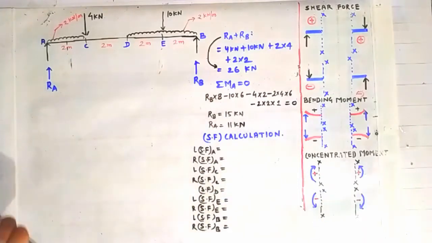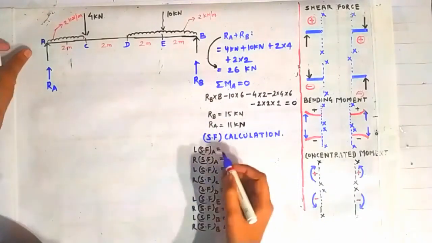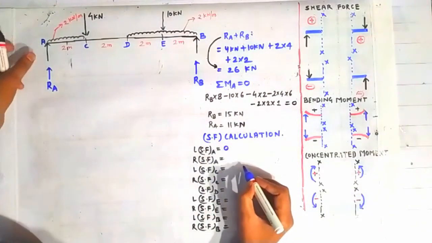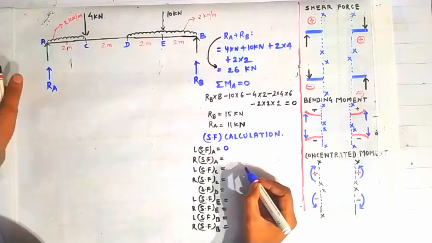Now the shear force at point A we will calculate on the left side. On the left side the beam terminates, so the shear force on the left side of point A is 0. Now the shear force on the right side of point A.